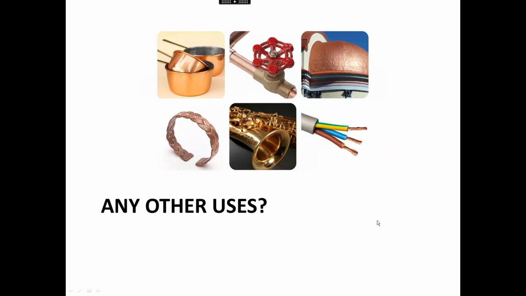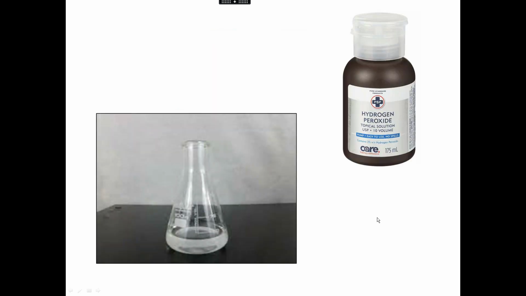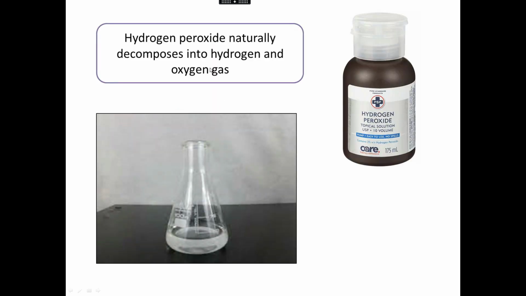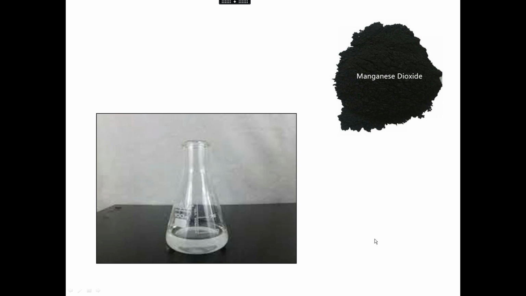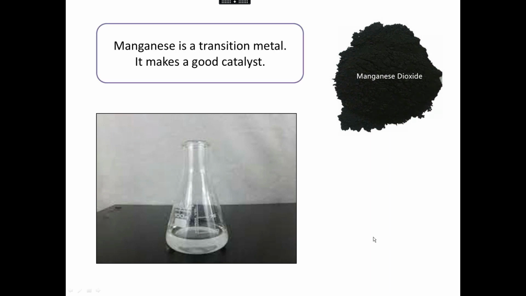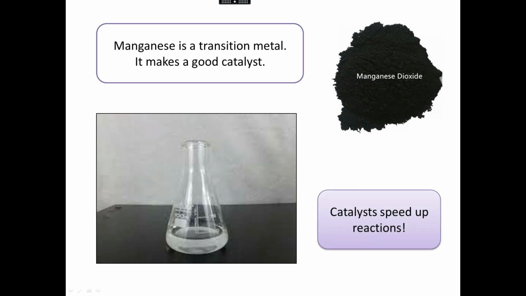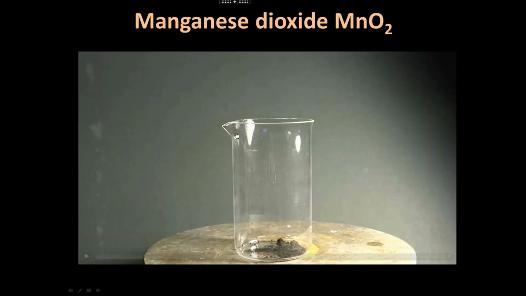Okay, any other uses apart from coloured dyes and pigments and testing for alcohol? Yes. Right, they make good catalysts. Manganese dioxide, manganese is a transition metal, and it is a really good catalyst for this reaction of hydrogen peroxide. This is sometimes something we demonstrate. I'm not sure if I've got a video of this or not. It's normally a slow process. You add manganese dioxide in there, and it speeds up the decomposition. You get a lot of steam coming out. Right, it's a good catalyst. A catalyst is a chemical which speeds up a reaction without being used itself.